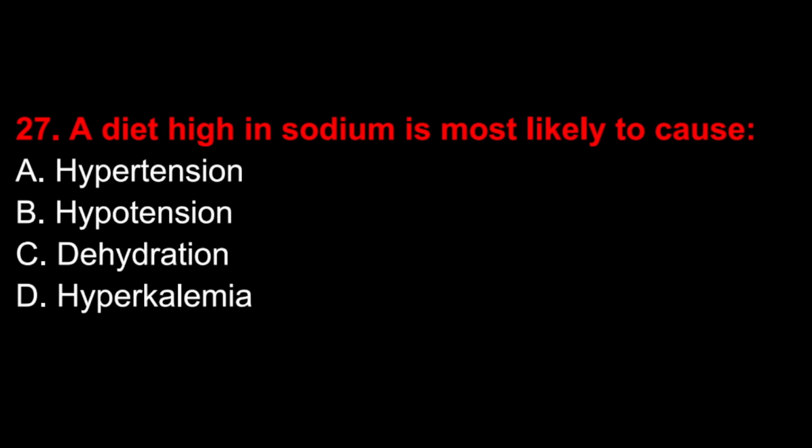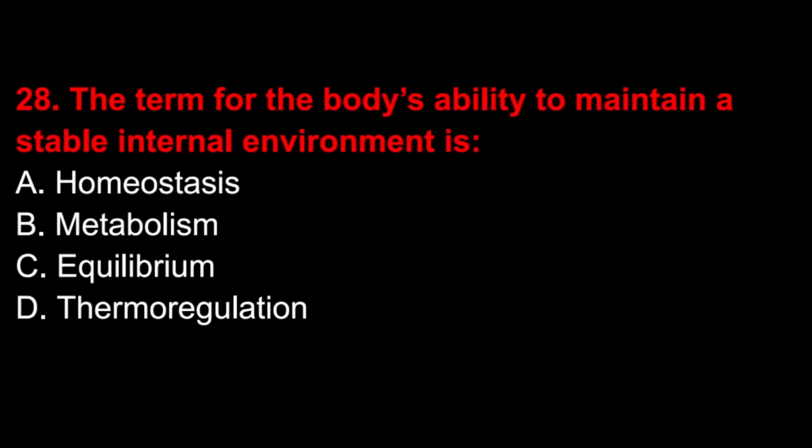Question number 27. A diet high in sodium is most likely to cause. Correct answer is option A, hypertension. Question number 28. The term for the body's ability to maintain a stable internal environment is. Correct answer is option A, homeostasis.